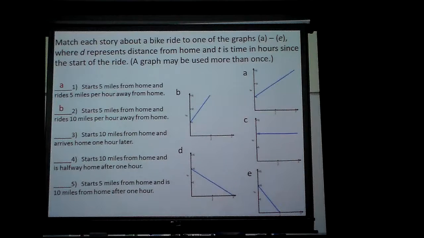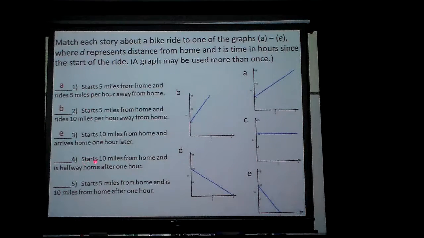So let's look at the third one. We start 10 miles from home and arrive home 1 hour later. So first off, I'm going to look at these that start at 10. So I'm looking at C, D, and E. Well, look at here. That one's going out continuously, doesn't arrive home. This one arrives home, but arrives home at what? 2 hours. And this one arrives home in 1 hour, so the answer would be E. Okay, I think I'm getting the idea of this.